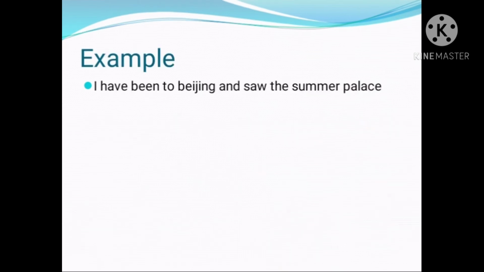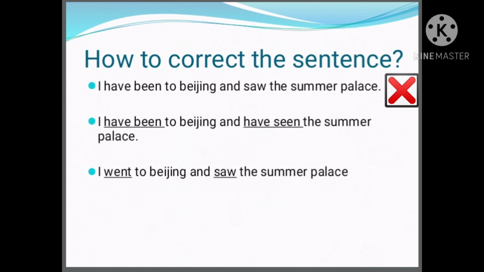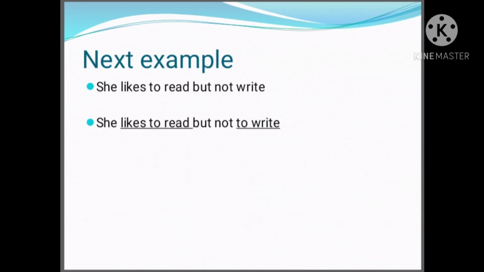For example, I have been to Beijing and saw the Summer Palace. How to correct the sentence? I have been to Beijing and have seen the Summer Palace. Or, I went to Beijing and saw the Summer Palace. Next example. She likes to read but not write. Corrected: she likes to read but not to write.